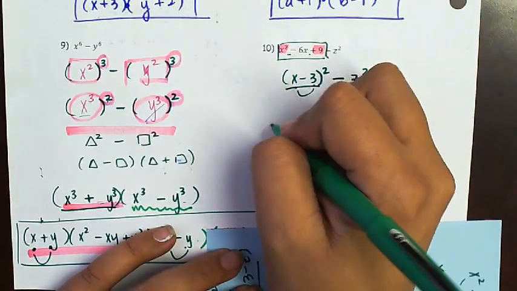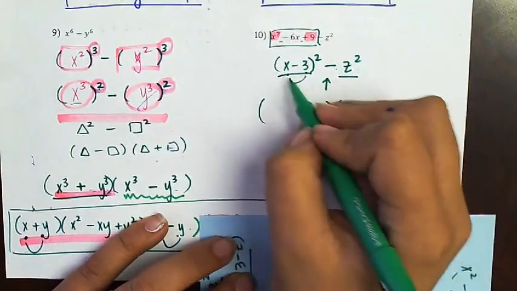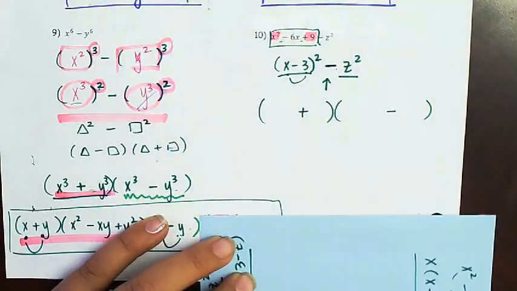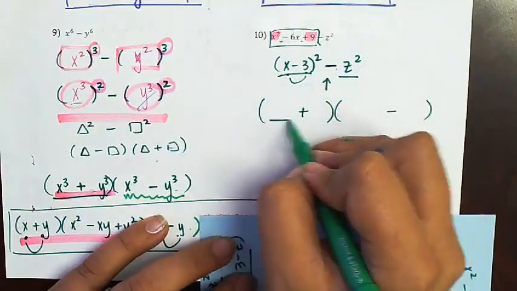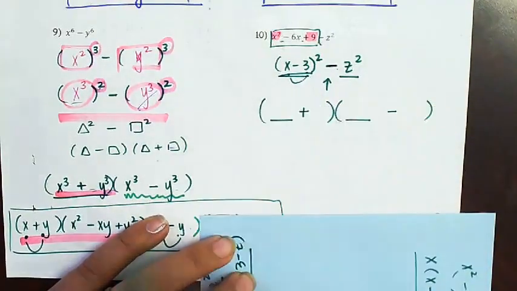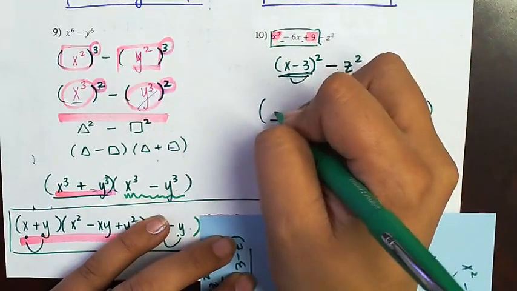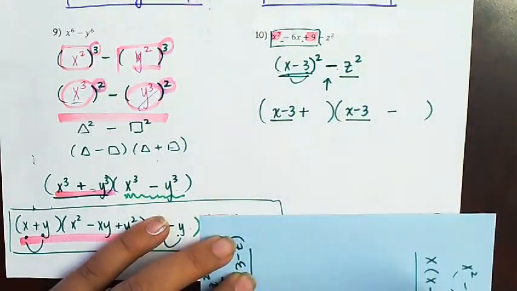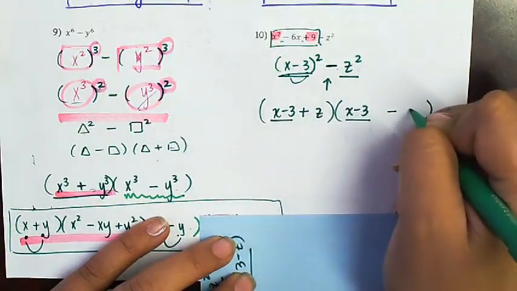So I know that in order to get a minus, I need a sign to be positive and a sign to be negative. First times first needs to multiply to the first thing, which is x minus 3 squared, which means this has to be x minus 3, x minus 3. And this would have to be z and z.